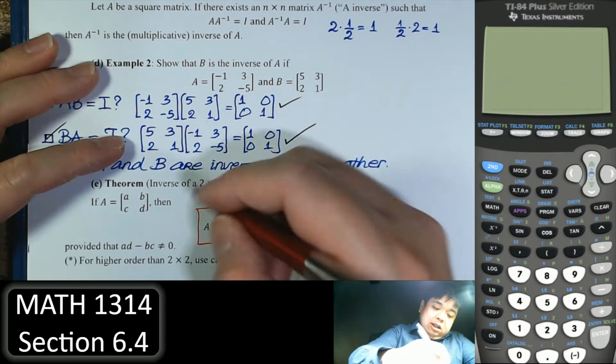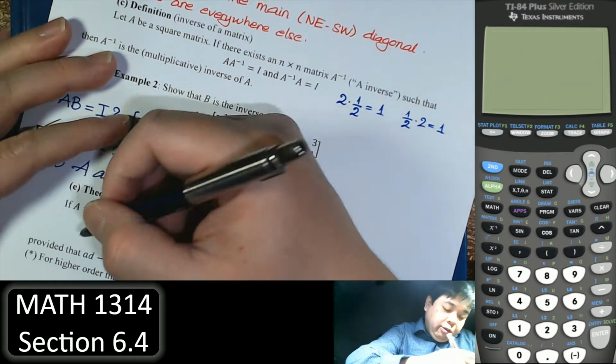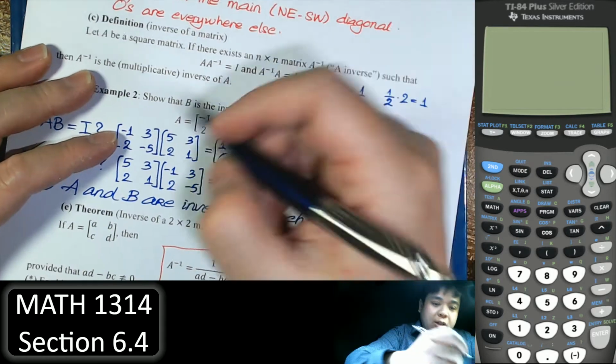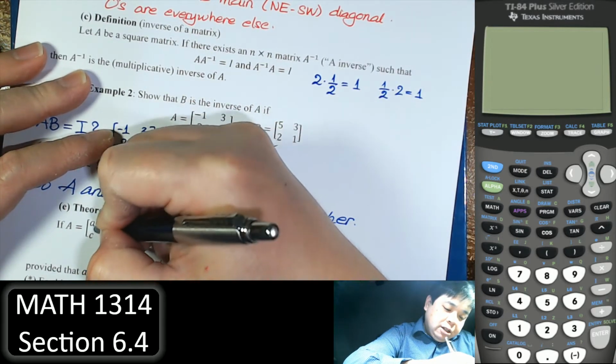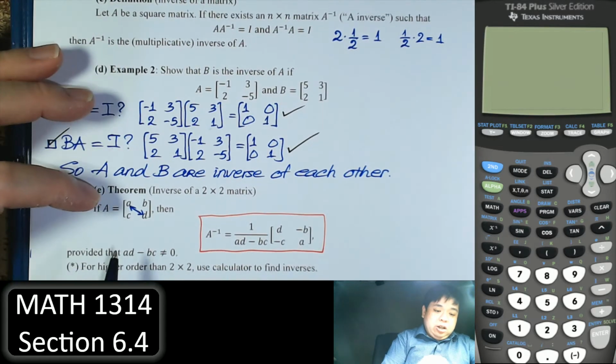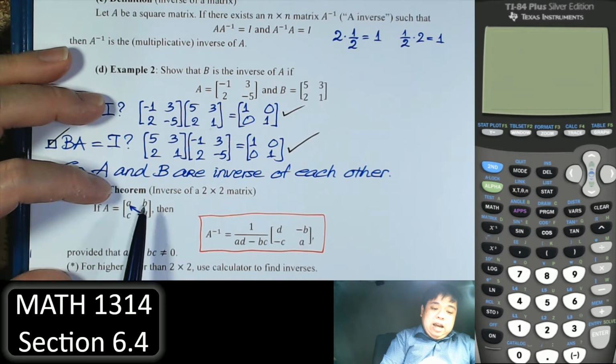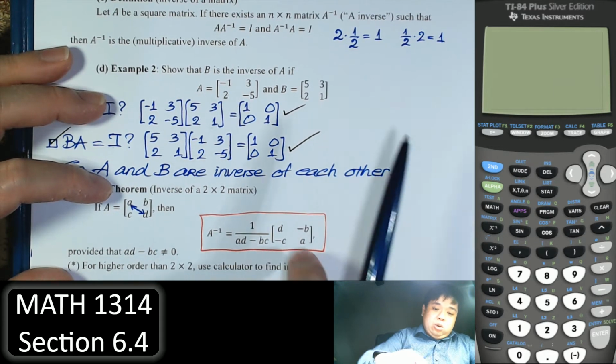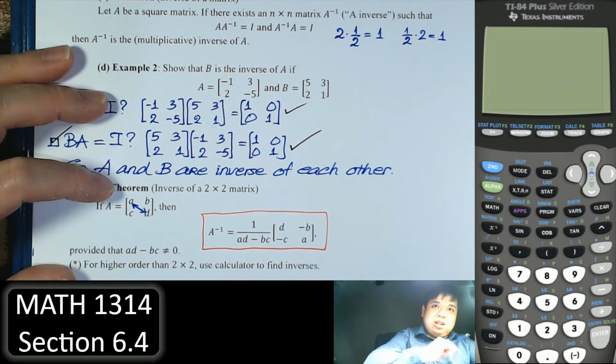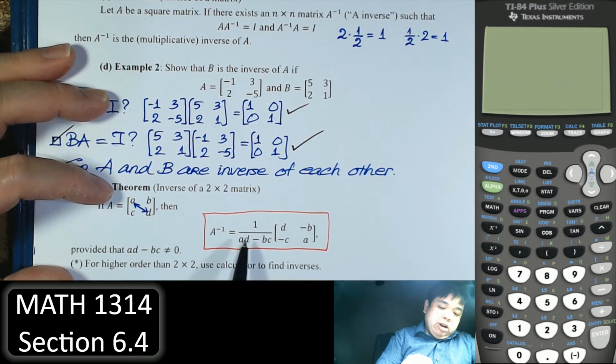And then for this, we swap places, so we interchange: d goes there and a goes there, and then b and c change the sign. So change the places, change the signs. And then 1 over ad minus bc.